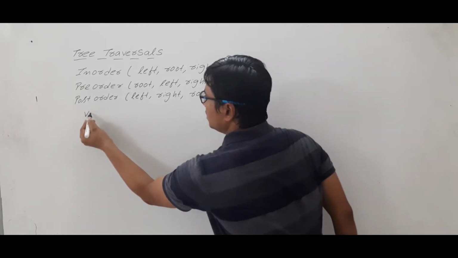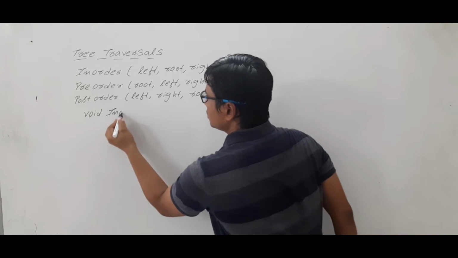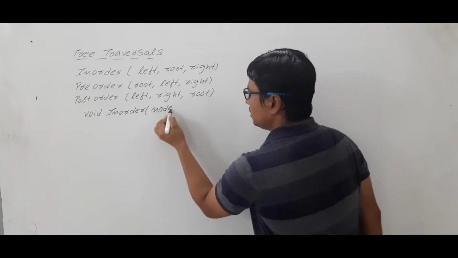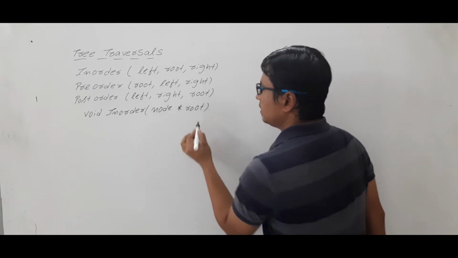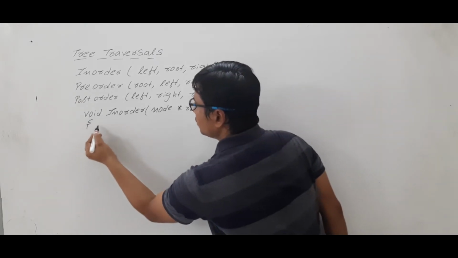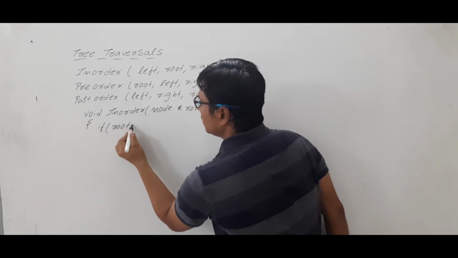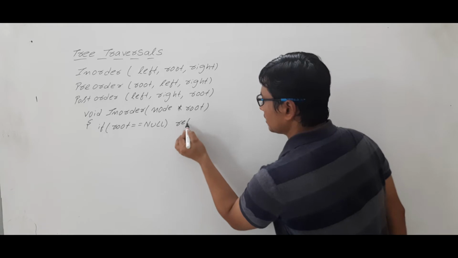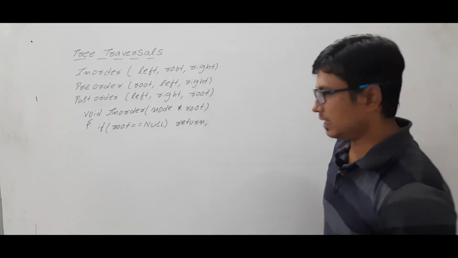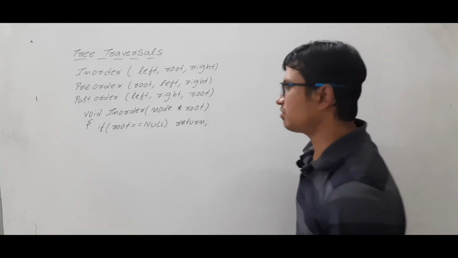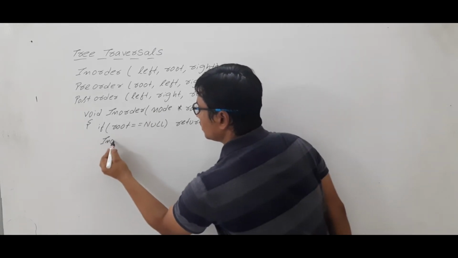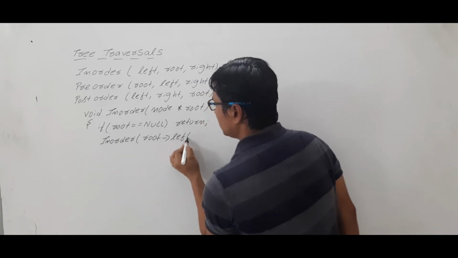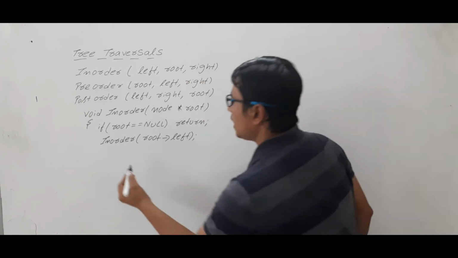So let me write the pseudocode for the in-order traversal. Void inorder is a function with the parameter Node star root. Then if root is equal to null, this is the base condition for this function, so it will return. Else, first I need to visit the left subtree, so inorder of root of left. Once it is done, I need to print the value.